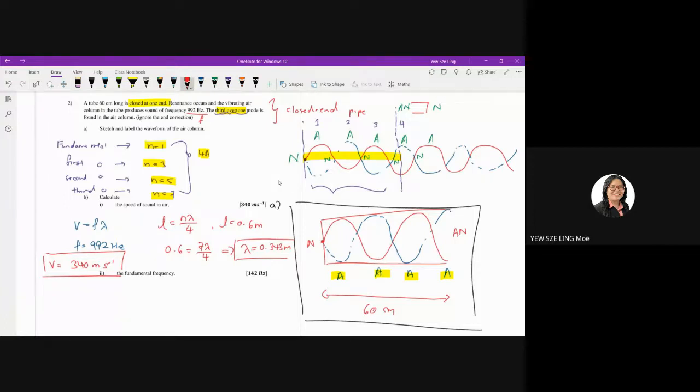We start from the general equation, identify the variable that is missing, and then try to find those values. Okay, so question number 2.